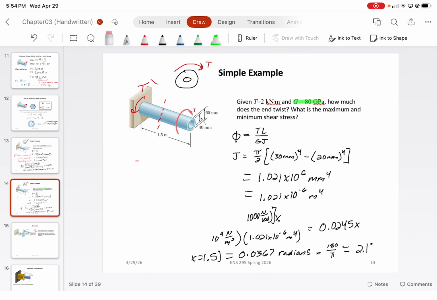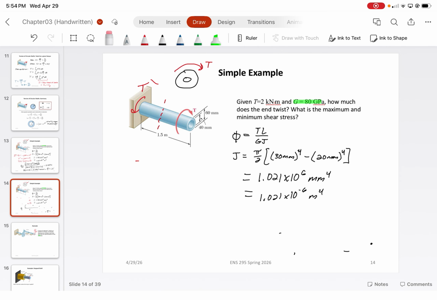So let's just really quickly, before we jump straight into the next problem, finish solving the second half of this problem, which is calculating the shear stresses. For calculating the shear stresses, just use tau is equal to T times rho over J, where the shear stress is dependent on the radial position of the shaft.